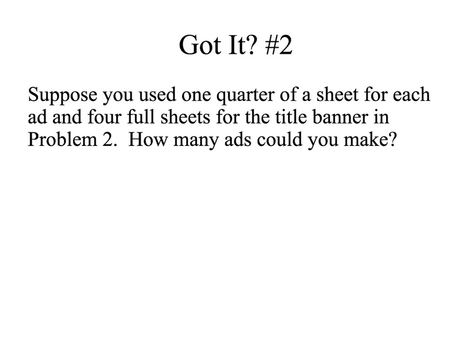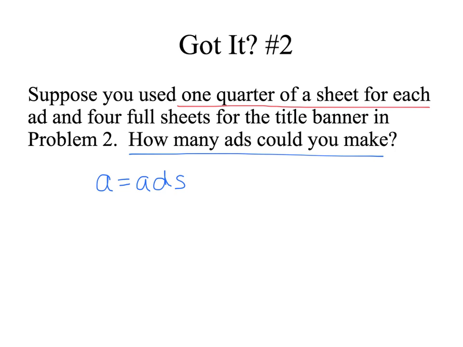Got It number 2. It says, suppose you use 1/4 of a sheet for each ad and 4 full sheets for the title banner in problem 2. How many ads can you make? So again, A is our variable. A stands for ads. And reread the problem. Suppose you use 1/4 of a sheet for each ad. So that's 1/4 A for each ad. And this time you only need 4 full sheets for the title banner, so plus 4. And we still have 18 sheets of paper.